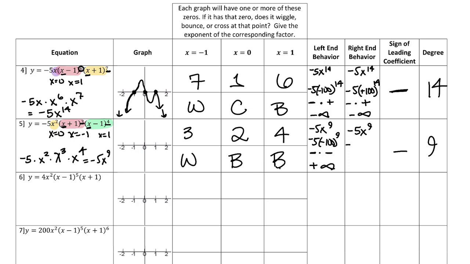And when we plug in -5 times positive 100, we've got negative times positive, which gives me a negative infinity. Okay, so then we've got left end behavior is positive infinity, right end behavior is negative infinity, and as we go through -1, we're going to wiggle, so change the curvature, and then off of 0 we bounce, and then off of 1 we also bounce.